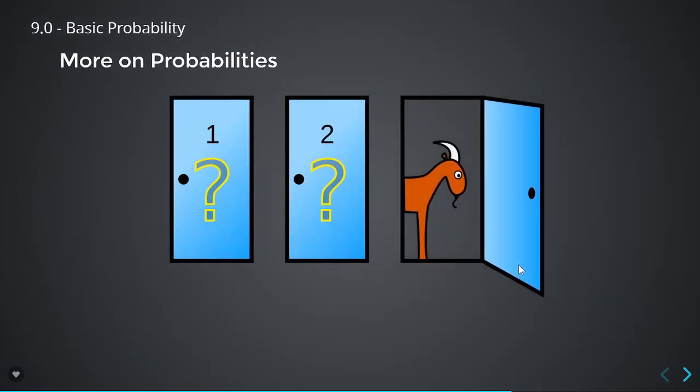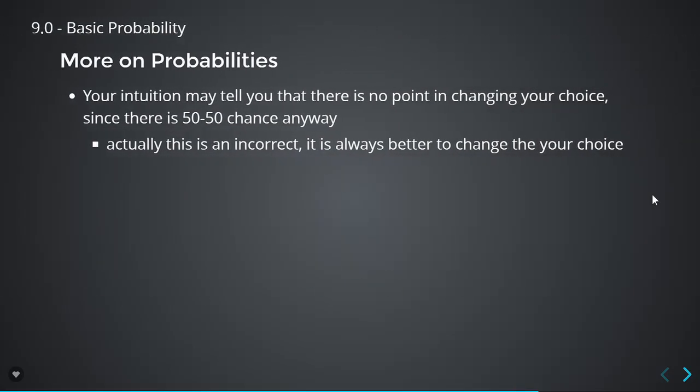And the majority of people say it makes no difference. If I pick 1 or if I pick 2, well, that's a 50-50 chance, right? So who cares? I still have an equal chance. This is actually incorrect. And it's always better if you actually change the door that you picked.